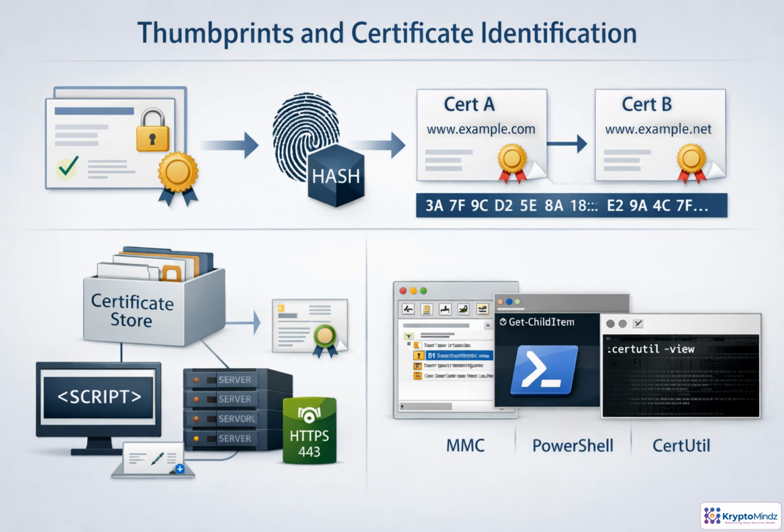A thumbprint is simply a hash of the entire certificate, not part of its official identity. If anything in the certificate changes, even a single bit, that hash changes too. Administrators rely on this for precise targeting. When two certificates share similar subjects or friendly names, their thumbprints will still be unique. Tools like MMC, PowerShell's Get-ChildItem in the Cert: drive, and certutil display thumbprints so scripts and bindings can reference the exact certificate.